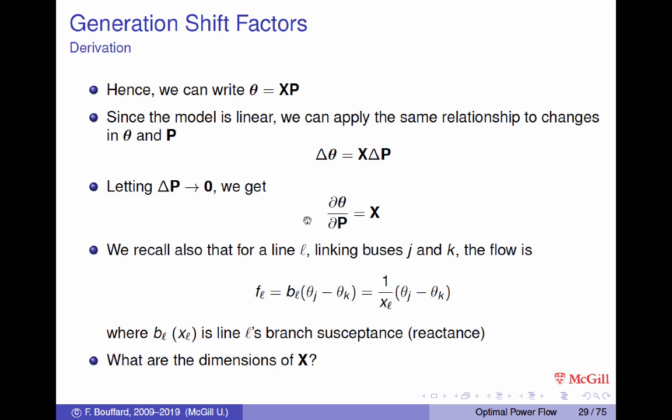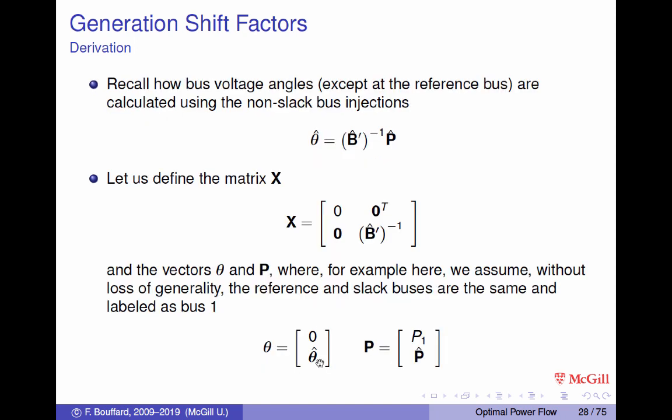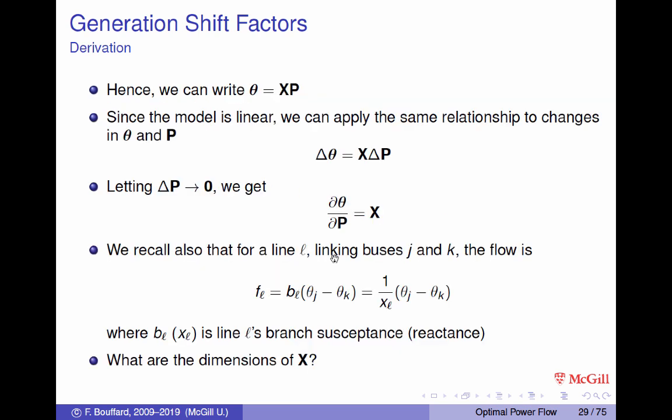Now, at the same time, when we've looked at the DC power flow, we had F of L was B_L, the line susceptance, times the difference in voltage angles at both ends of a line. Or effectively the same thing, 1 over the line reactance times the angle difference. Quick question for you is to understand what are the dimensions of X. The dimensions of B prime hat, in this case, would be n minus 1 by n minus 1. While for X we are adding 1 row of zeros and 1 column of zeros, so X is effectively n by n.